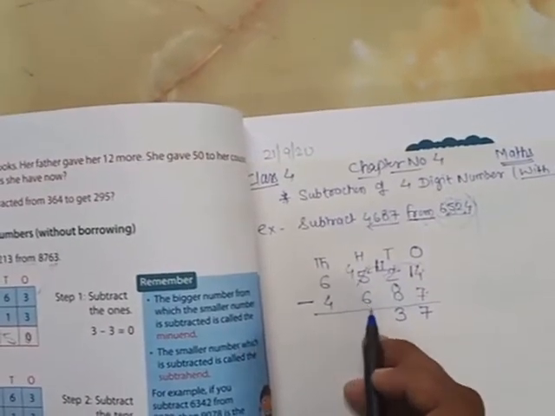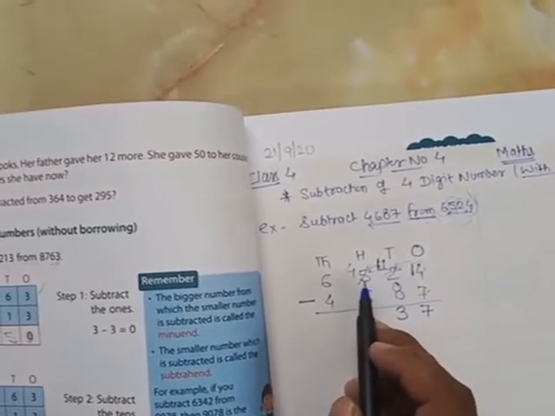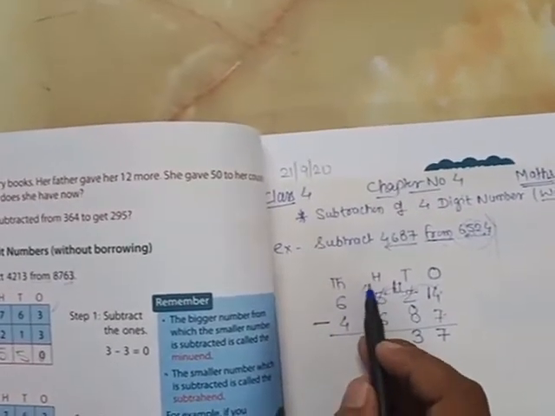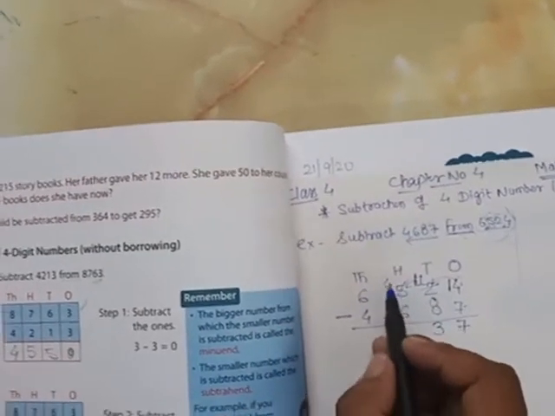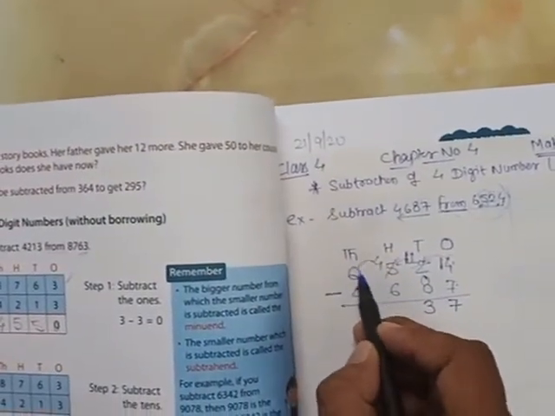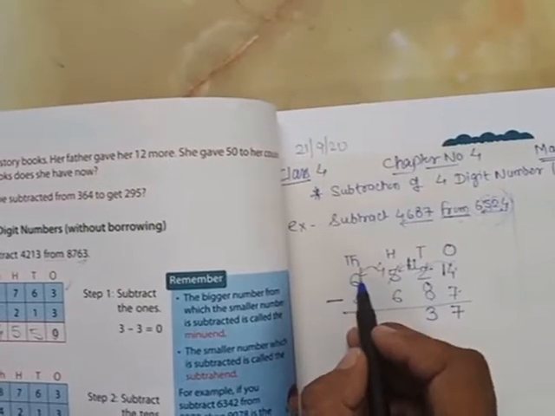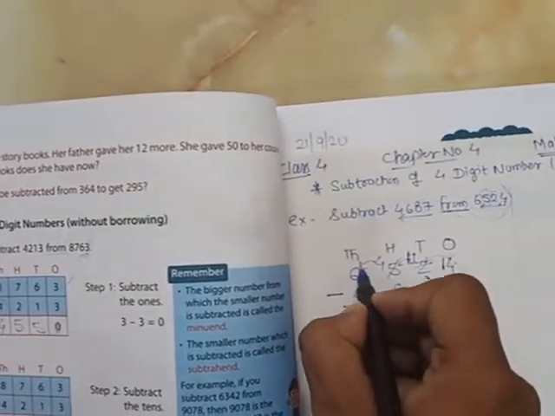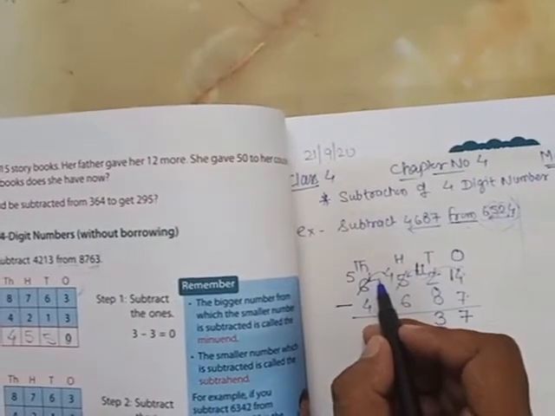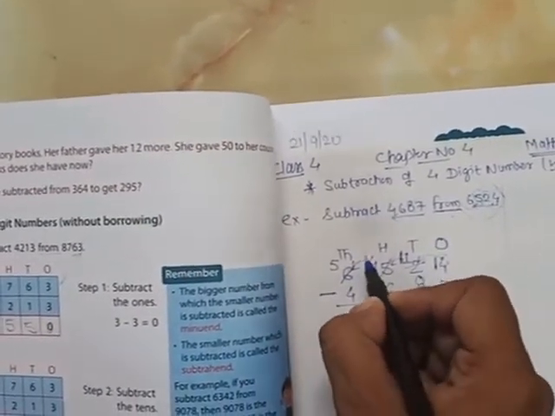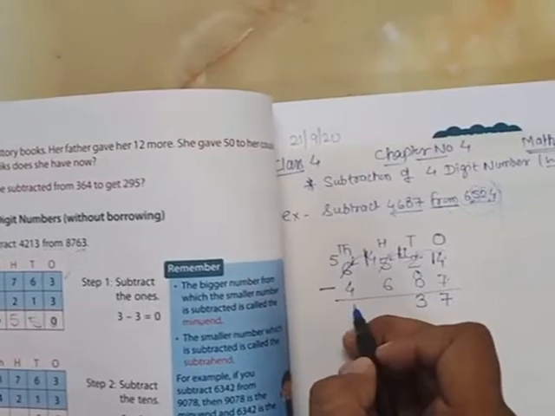Can we subtract 6 out of 4? We can't subtract, because here the upper number is lesser than the lower number. So here, what will the 4 do? The 4 will go to its neighboring number and borrow 1 out of 6. Then the 6 will become 5, and the 6 will give 1 to the 4. Then the 4 will become 14.